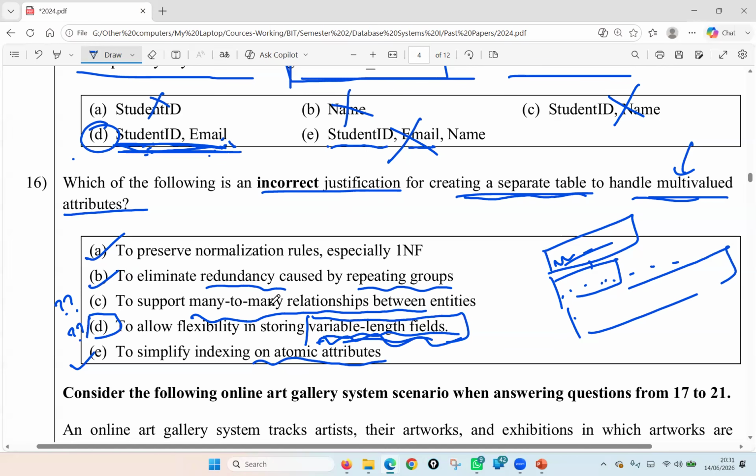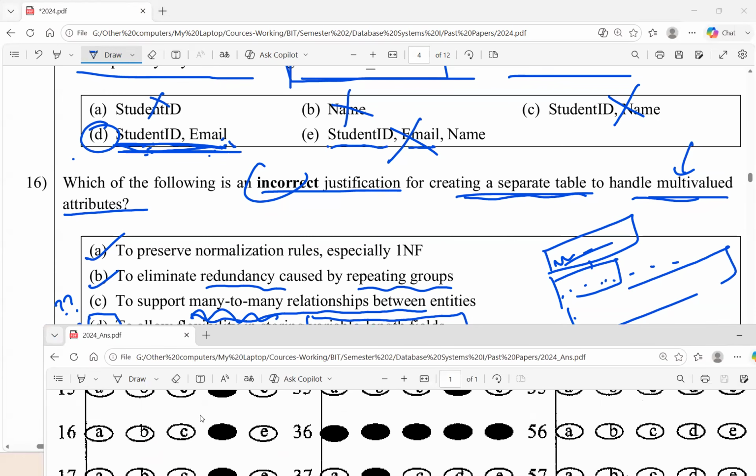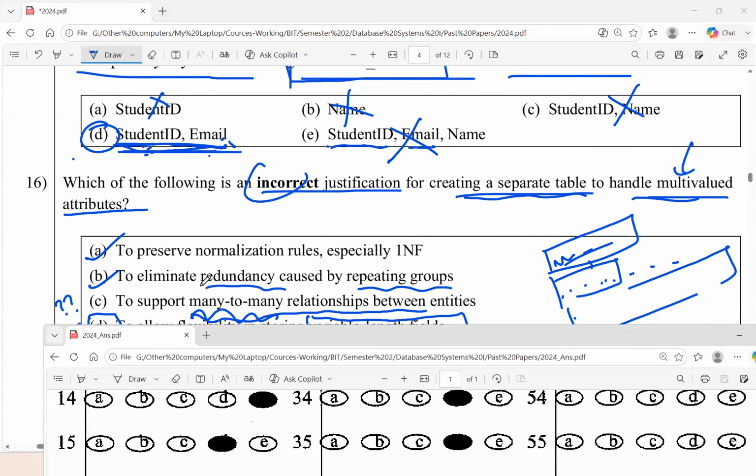So I'll go for D, because D is relevant. Many-to-many also has repeating-group-like problems, where we split it and create a table. So therefore I'll go for D. It's a bit of a guess. Question 16: yes, the answer is D.